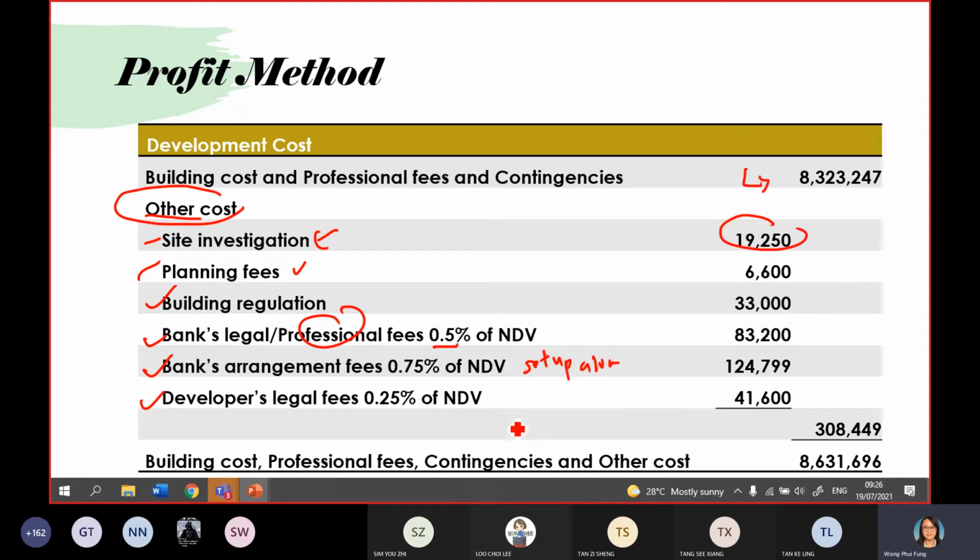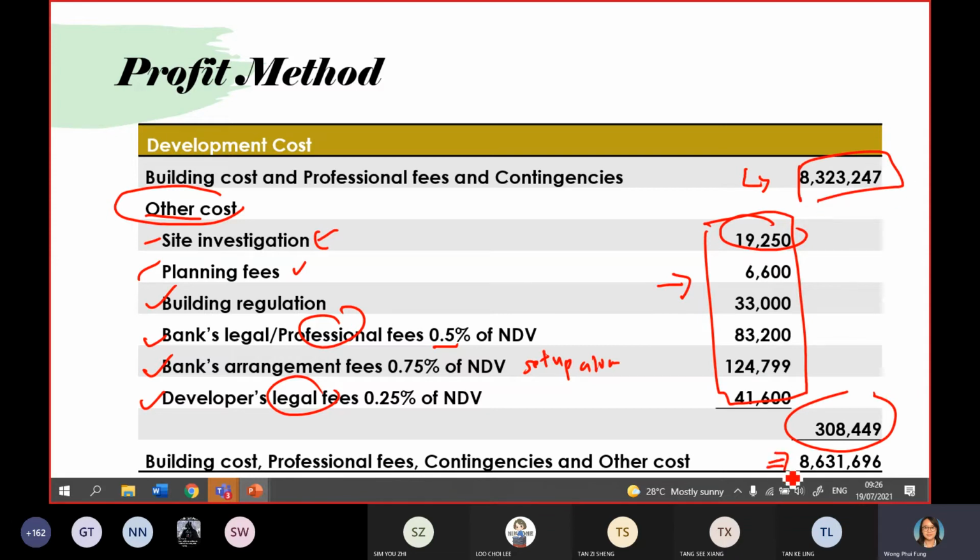Last but not least is the developer legal fee. When they transfer or kickstart any proposed development, they need to have legal documents. So this is part of the legal fee, under the stamp duty and the legal document fee. Okay, so this is part of other costs. You sum up everything here plus this one, then you will end up with this one. So this is building cost, professional fee, contingency fee, and other costs. Okay, then you carry forward to the next slide.